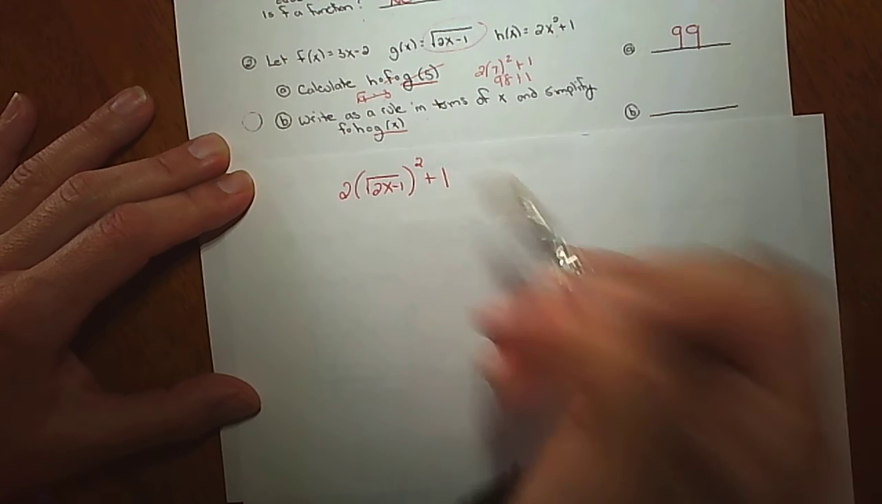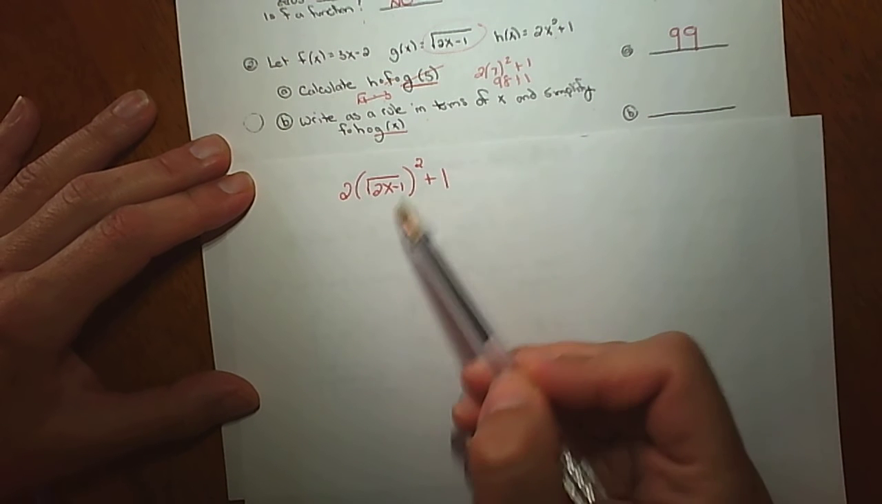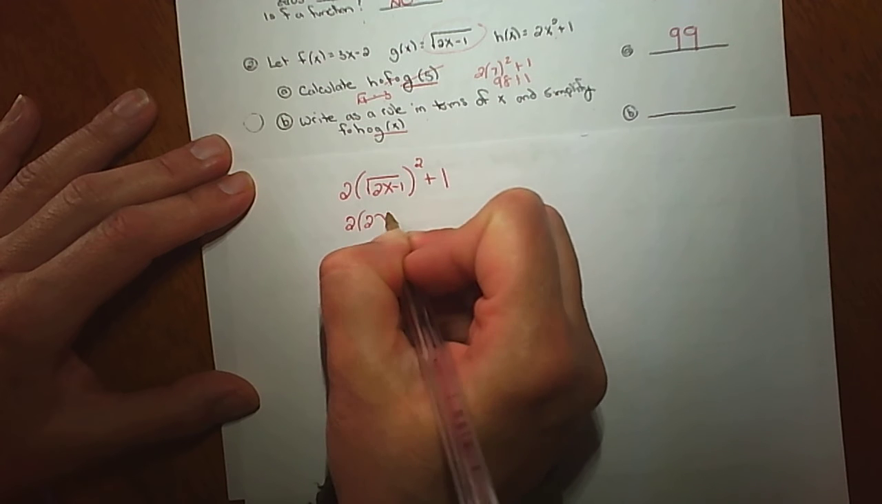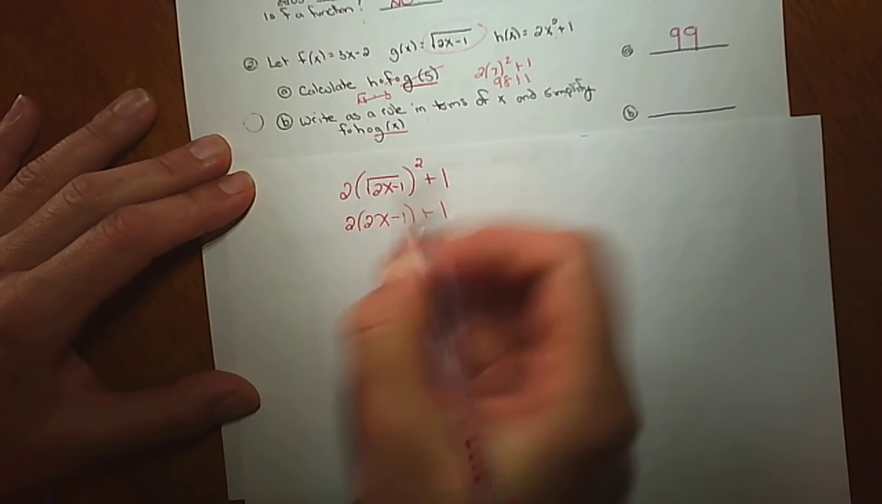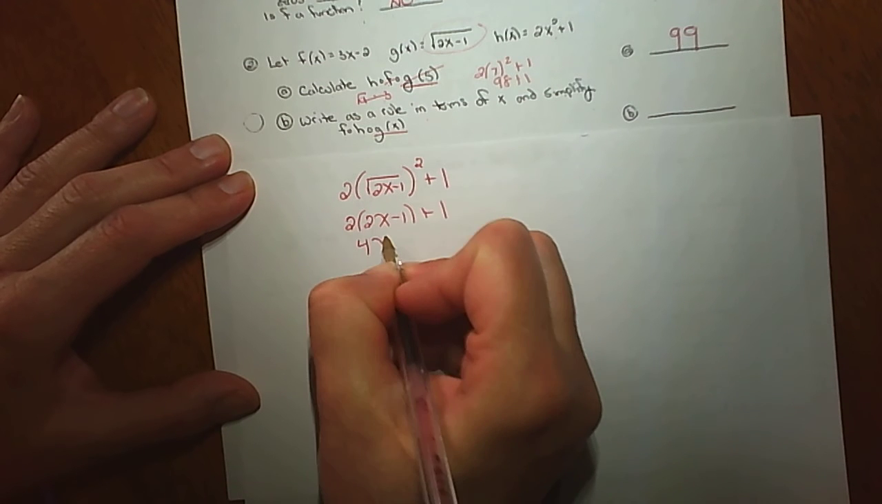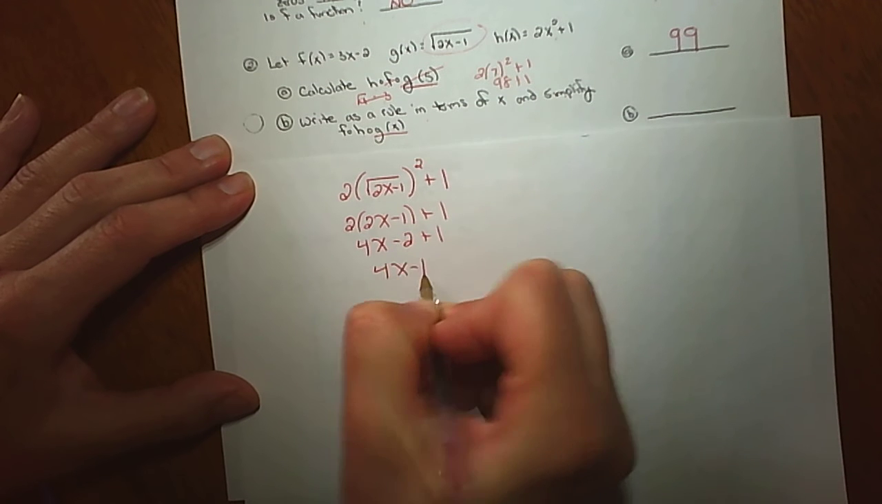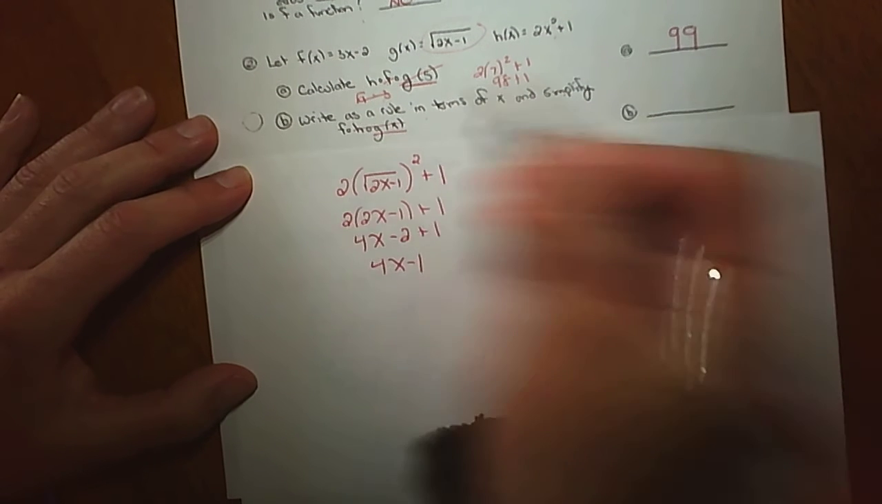Now simplify means I want to clean this up. What happens when I square a radical? It goes away. Right? Then I'm going to distribute this. So I get 4x minus 1. So that is both of these put together.